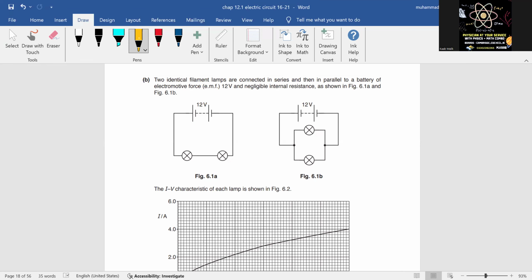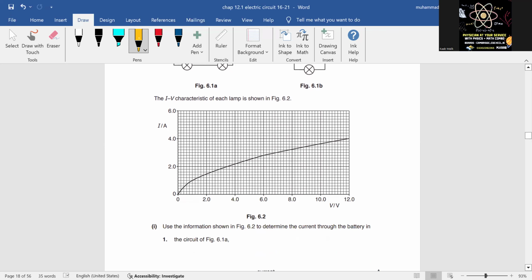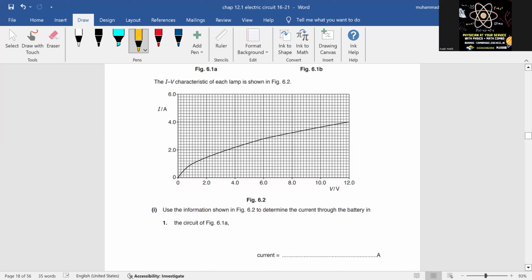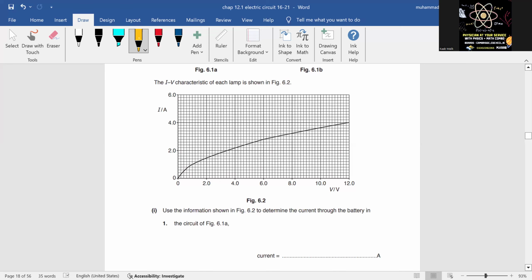Two identical filament lamps are connected in series and run in parallel to a battery of electromotive force 12 volt and negligible internal resistance as shown in figure 6.1a and 6.1b. The IV characteristic of each lamp is shown in figure 6.2. Use the information shown in figure 6.2 to determine the current through the battery. The circuit in figure A.